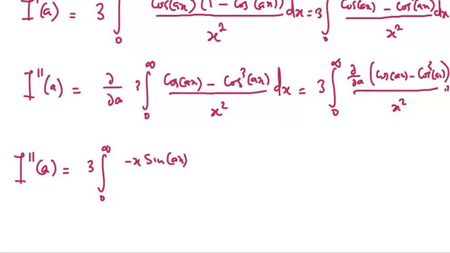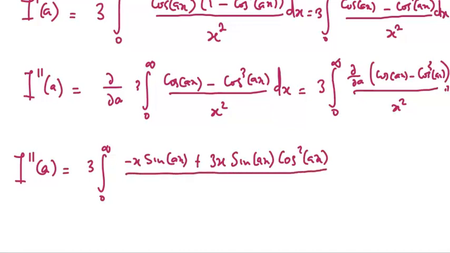Okay, we have minus. And don't forget, if you find the derivative of cosine cubed of ax, that will give us negative 3x sine of ax cosine squared of ax. With this negative sign, this becomes plus 3x sine of ax, and then cosine of ax squared. So here we have all over x squared and then dx.